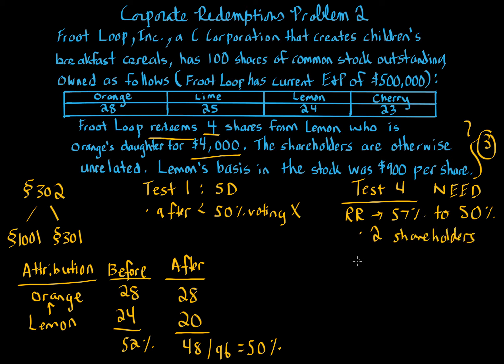So let me draw it out for you. We have A and B. A owns 57%. B owns 43%. That was before. After the redemption, A owns 50% and B owns 50%. And that's after. So I mentioned this in the last problem, Variation 2.